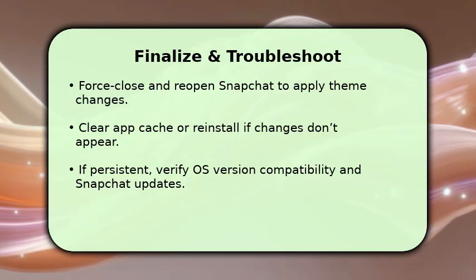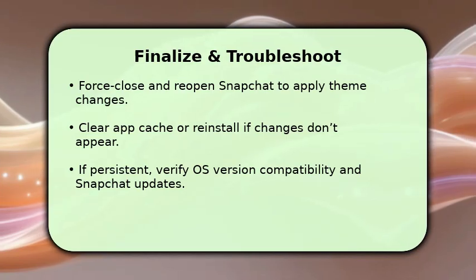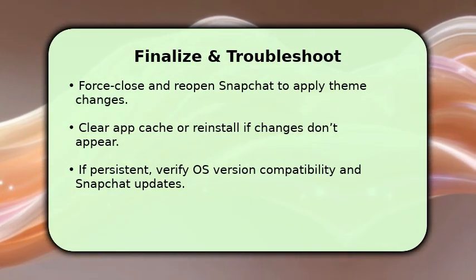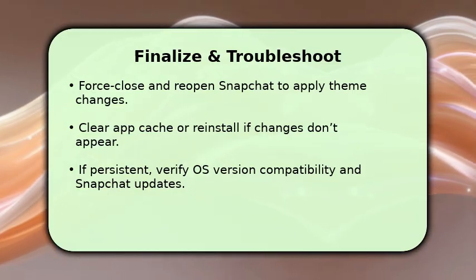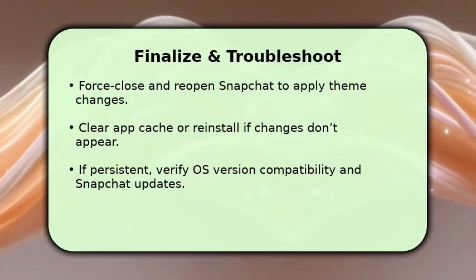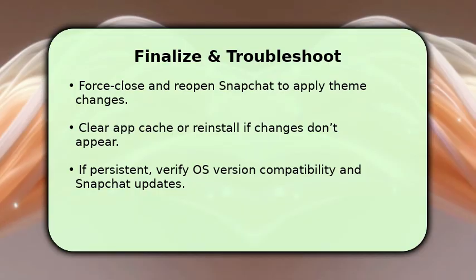Make sure your OS and Snapchat versions are compatible because older systems sometimes ignore theme flags. If you still see a light interface, switch app appearance to match system, toggle system dark mode off and on, then relaunch Snapchat. Troubleshooting tip: backup login info before reinstalling to avoid sign-in friction.